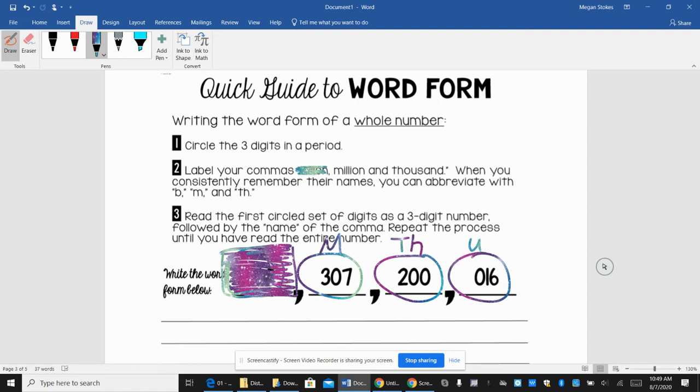So we're going to say this is 307,200,016. 307,200,016 is how I read it in words. So I'm going to write it in words the same way.